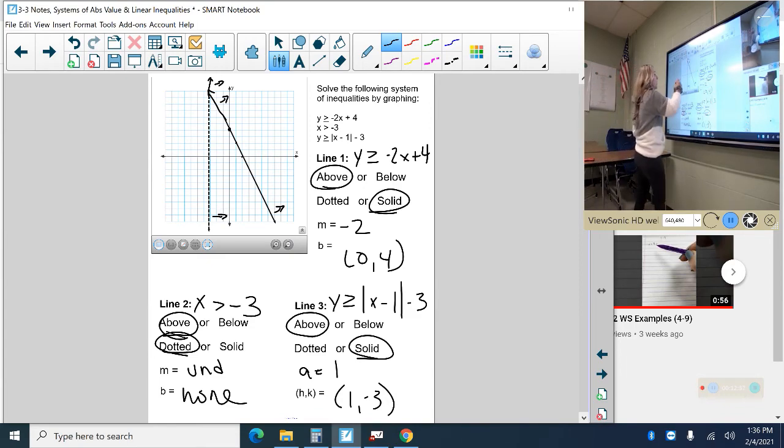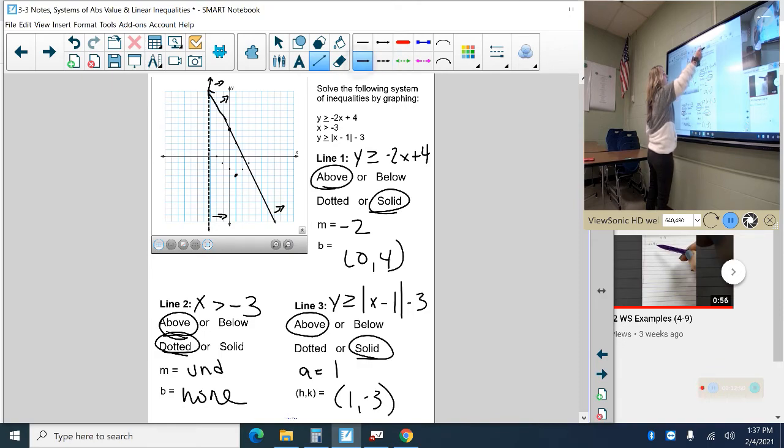So I'm going to start at 1, negative 3. So I have 1, 2, 3. 1, negative 3. I'm going to go up 1 over 1 on both sides to make my V. And I have a solid line, and I'm going to shade above. So when I create this, there's one line, here's the other one. It's pretty close. Okay, and we would shade above that.